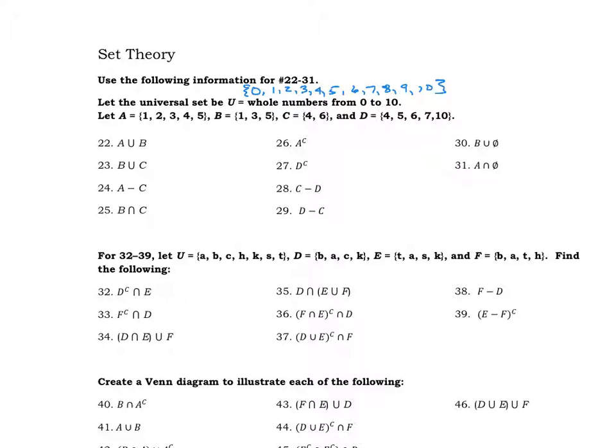So A again is sets elements 1, 2, 3, 4, and 5. B has elements 1, 3, and 5. C has elements 4 and 6. And D has elements 4, 5, 6, 7, and 10.